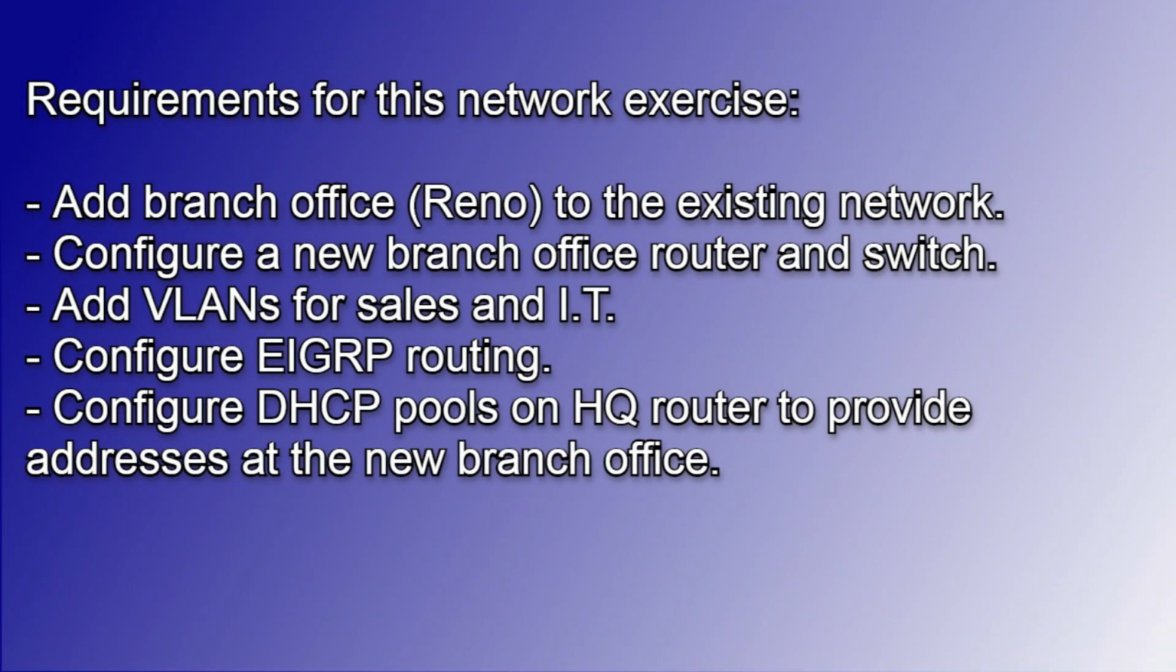Requirements for this network exercise: add branch office. Configure a new branch office router and switch. Add VLANs for sales and IT. Configure EIGRP routing. Configure DHCP pools on HQ router to provide addresses at the new branch office.